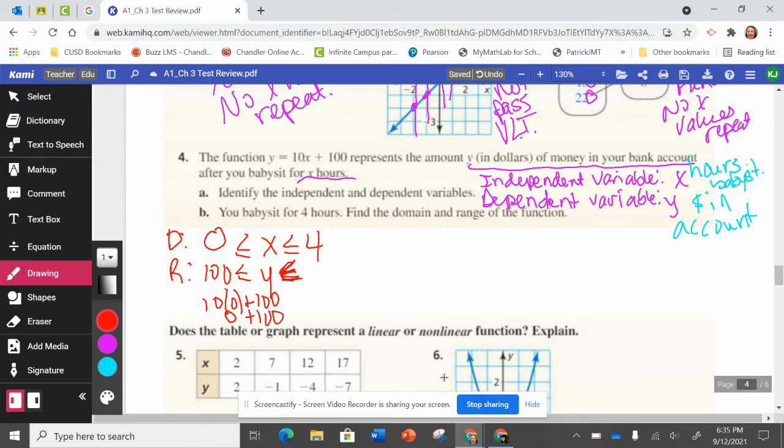Then we need to plug in 4. So 10 times 4 plus 100, that's 40 plus 100. 100 plus 40 is 140. So we can babysit between 0 and 4 hours, and the amount of money then we would have in our bank account would range between $100 to $140.